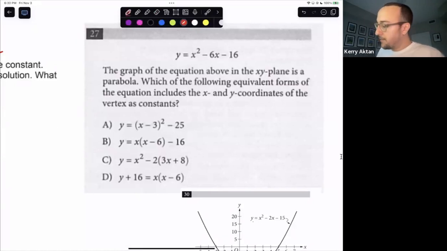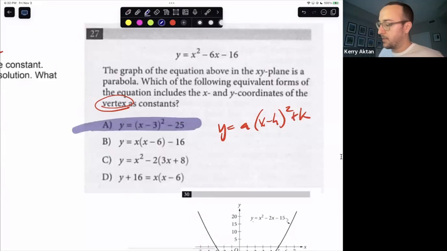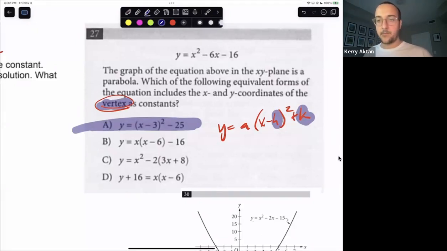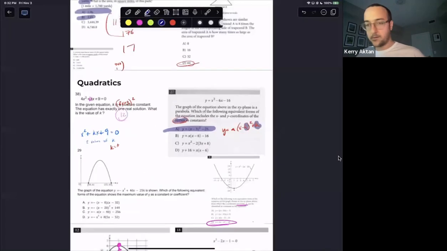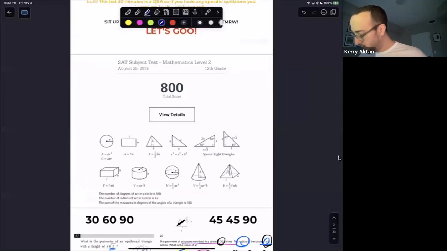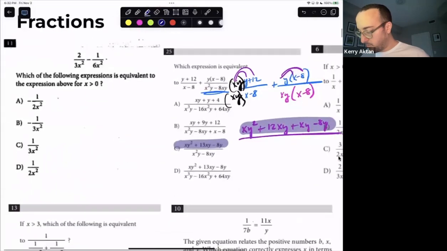So this one wants the vertices on display. Which one of these is in vertex form? Y equals a times x minus h squared plus k. Only A, because the vertex would be h and k. Justin, the answer was C for the previous one. Olivia, if any questions, tell me. Chase, I'm going to do 13 right now. No problem. 13 was this one.